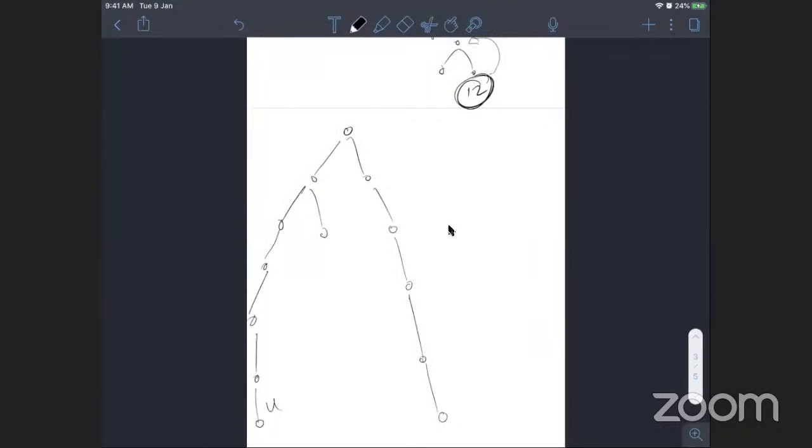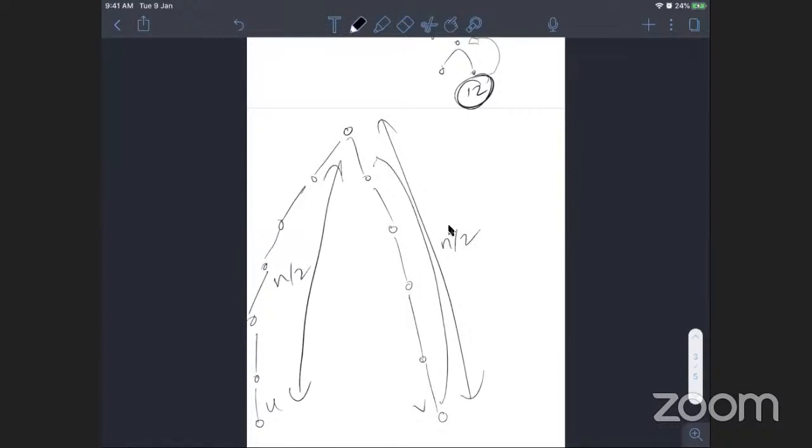These two nodes are U and V. Then let's say this is n by 2 and this is also n by 2, the height I'm referring to. Then you'll take n by 2 steps to come here and n by 2 steps to come here, which is the LCA. So this will take order n. In the worst case, this algorithm will take order n.